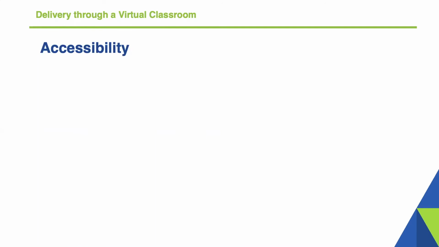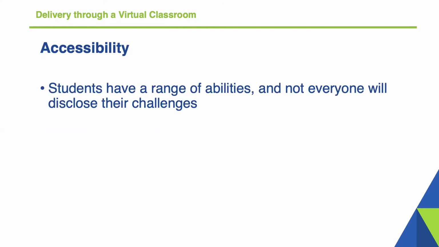So accessibility is quite important, obviously. Students have a range of abilities. Not everyone will disclose what challenges they have. So your program of learning needs to ensure that you cater for your full range of learning needs from all your students, and this is completed within the planning phase. However, what is useful is if you already aim for this during your planning.